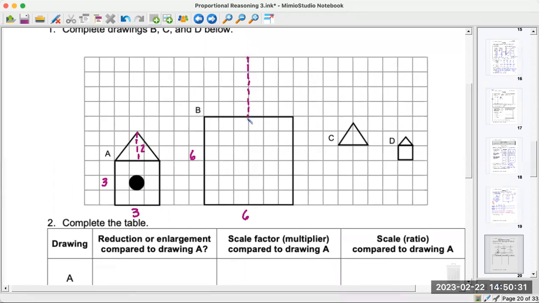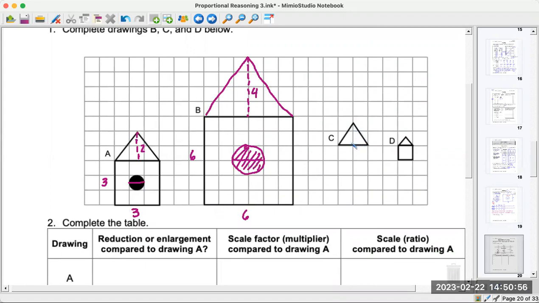So the height is always in the middle. Don't start it here. That'll give you a crooked roof, and then you draw your roof. So now the height is 4, and the thing here has a diameter of 1. We need to make it a diameter of 2. And we're done, correct? There's B.